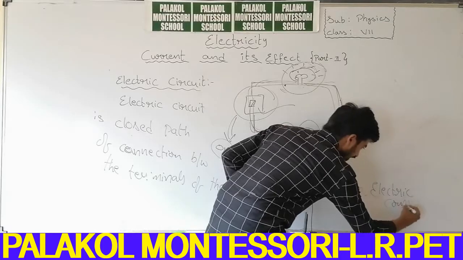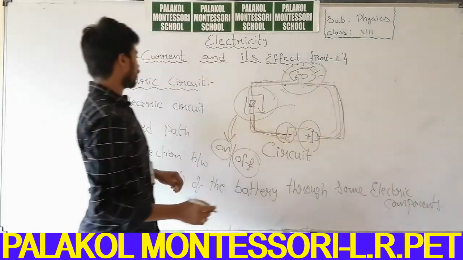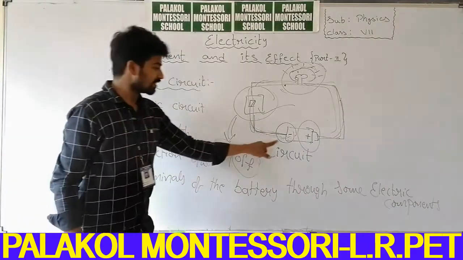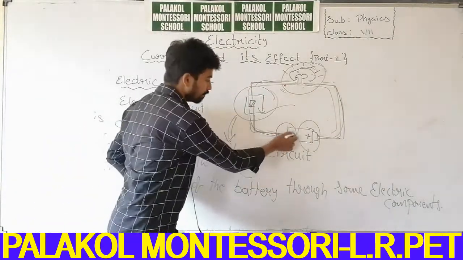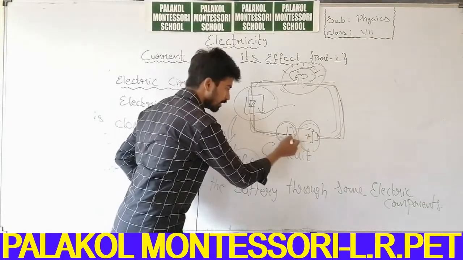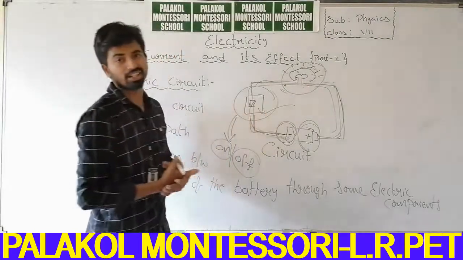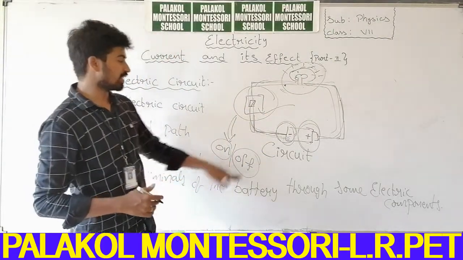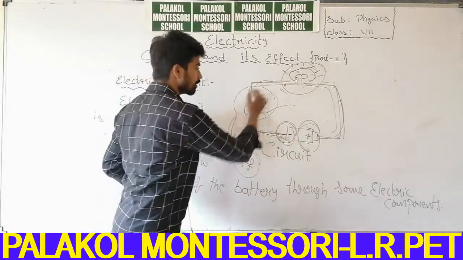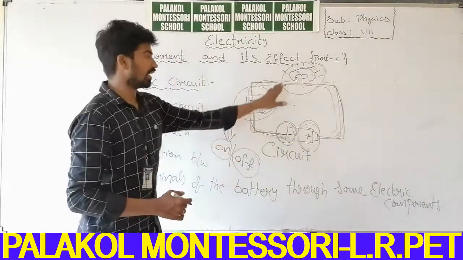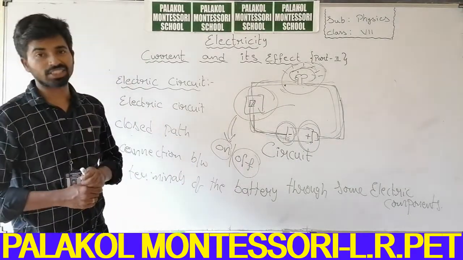So this is the definition of an electric circuit. What do you mean by electric circuit? An electric circuit is a closed path between the terminals, the negative terminal and the positive terminal, and in that path some electric components are also connected. So the definition is: an electric circuit is a closed path between the terminals of the battery through some electric components. So with this the session is completed.